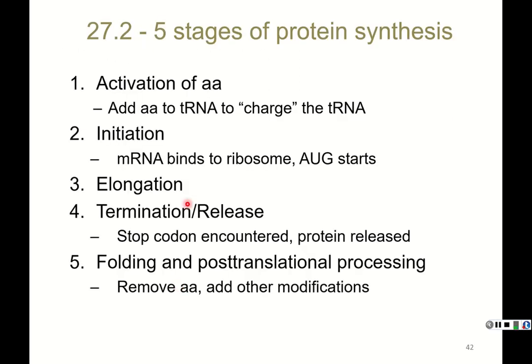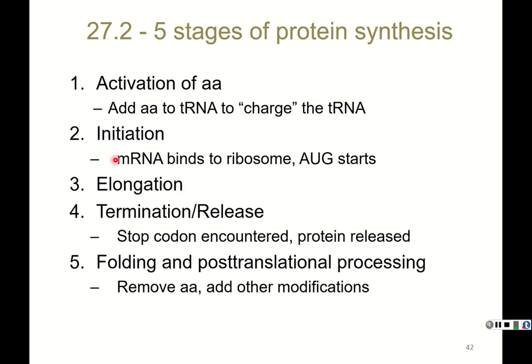So moving on to the second section of chapter 27, these are the 5 stages of protein synthesis. Okay, so we got a general overview of it, and now we're going to look in more detail how translation occurs. First you need the activation of amino acids, and they have to be added to transfer RNAs to charge the transfer RNAs. Then you have initiation of translation. That's where the messenger RNA binds to the ribosome, and the AUG start codon will start the process.